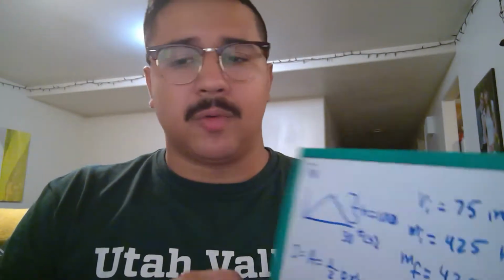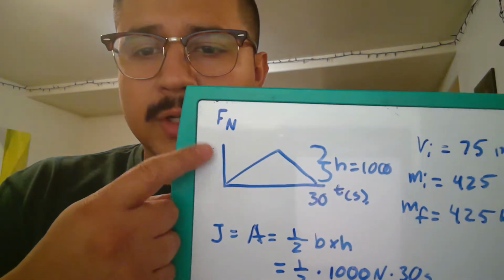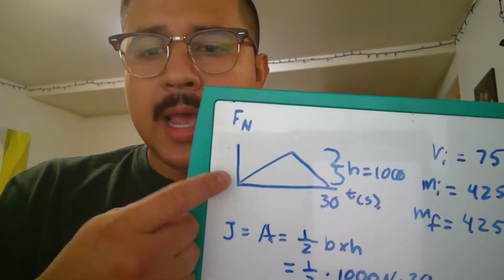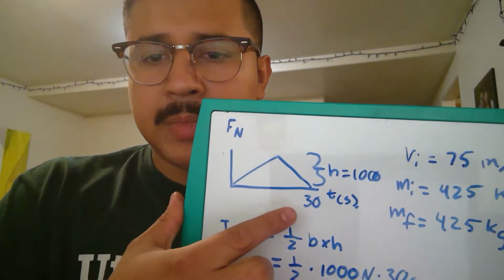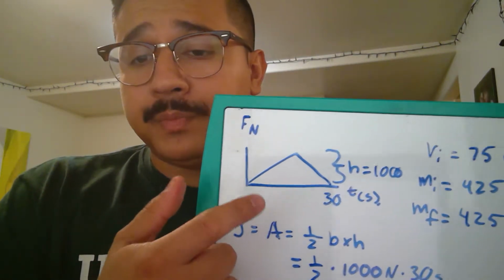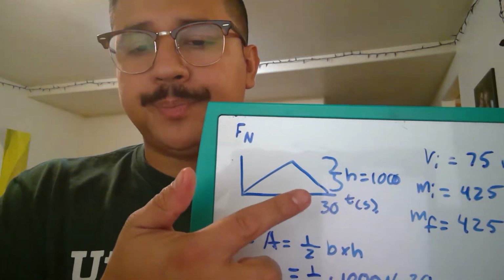Part A is, what impulse does the engine impart to the rocket, and B, at what time does the rocket reach its maximum speed, and what is the maximum speed? So first I'm going to answer the first part of the question, and I just drew the graph that they showed. We have force in newtons for our y-axis, and time in seconds for our x-axis, and we have a triangle, and we know that impulse is equal to the area under this graph.